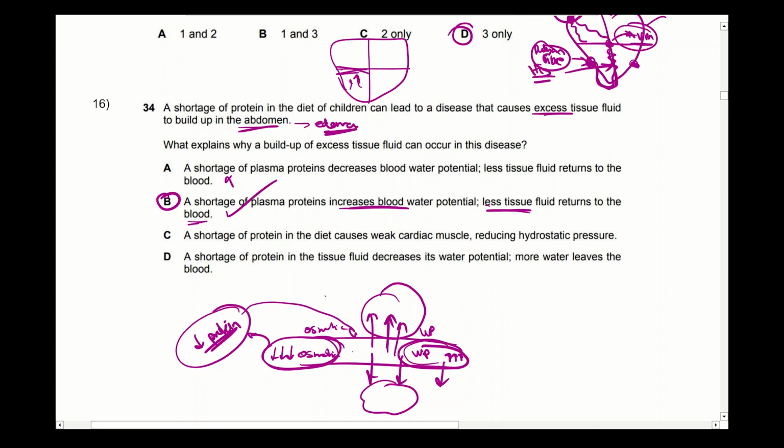C. A shortage of protein in the diet causes weak cardiac muscle, reducing hydrostatic pressure. Now, this is incorrect. Here we're talking about water potential and osmotic balance. Plus, hydrostatic pressure does not increase. We said that water potential increases. It does not decrease. So this is incorrect. D. A shortage of protein in the tissue fluid decreases its water potential. As we said, it increases. More water leaves the blood. Therefore, the answer is going to be B.